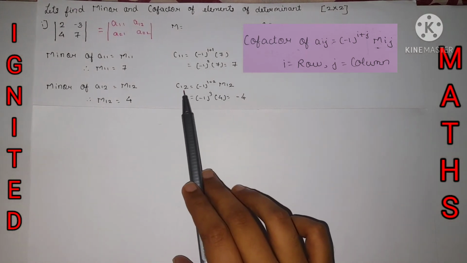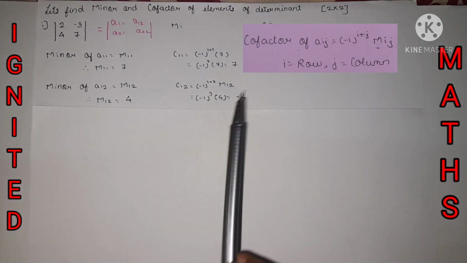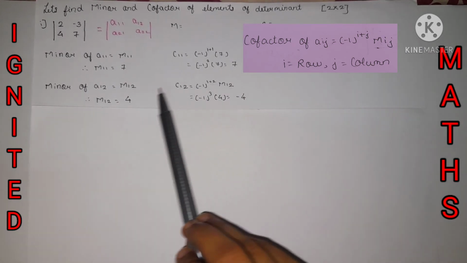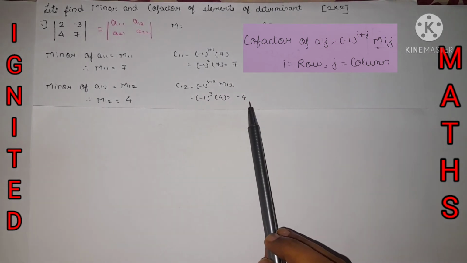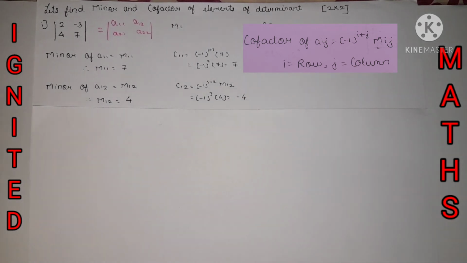And the cofactor of 12 element is equal to minus 1 raised to 1 plus 2 into M12. That's what we have mentioned over here. Just put the value of M12. If we have done that, then we will get the answer of C12. We have completed two elements. Now two more elements are still left.